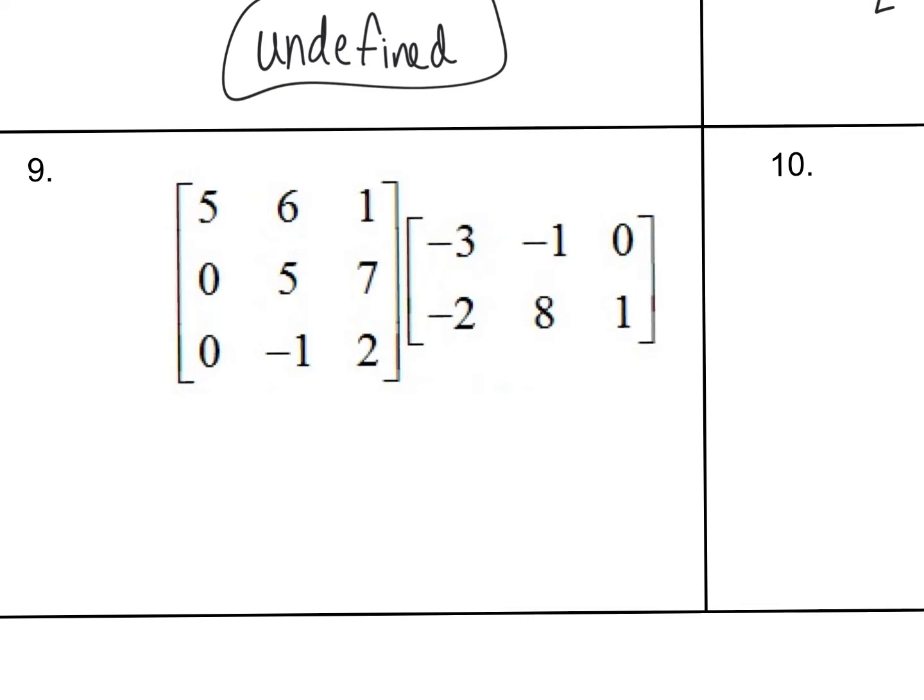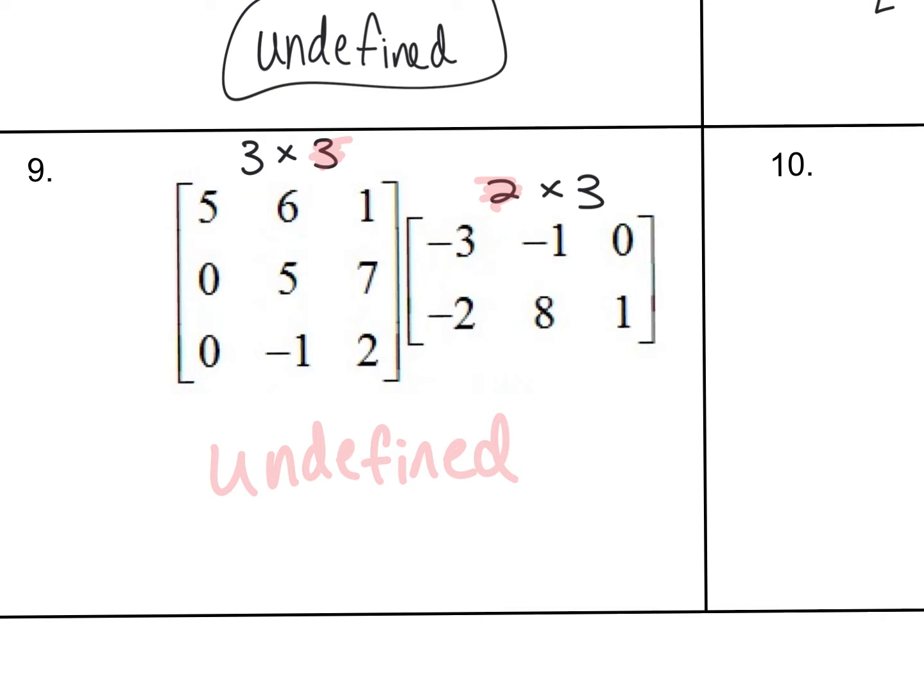Okay, so looking at the first one, what are the dimensions on that? A 3 by 3. Cool. Second one, a 2 by 3, 2 rows by 3 columns. Perfect. Do my center 2 numbers match? Are these the same? No. So what do we call this? Undefined. Can't do it.